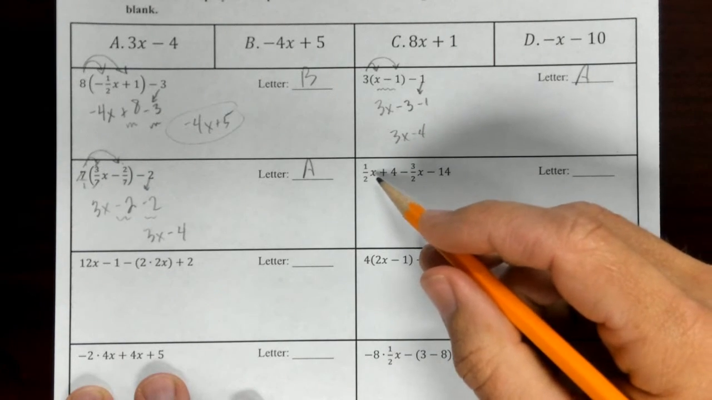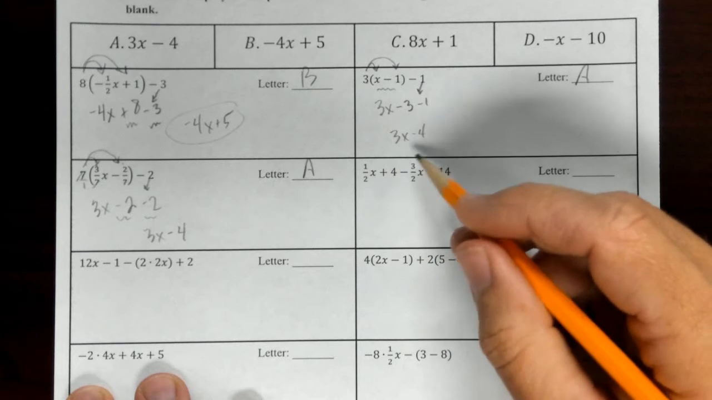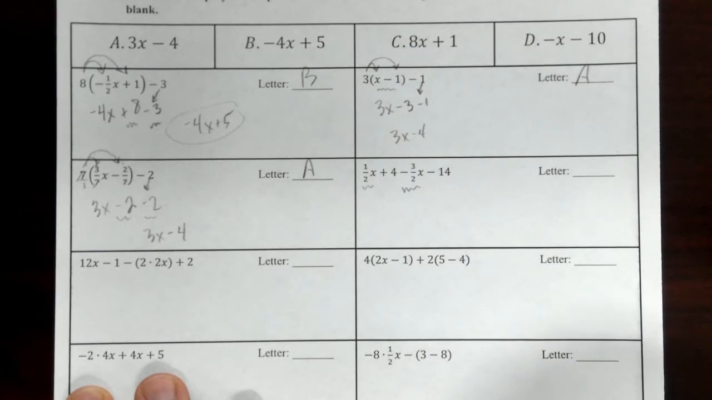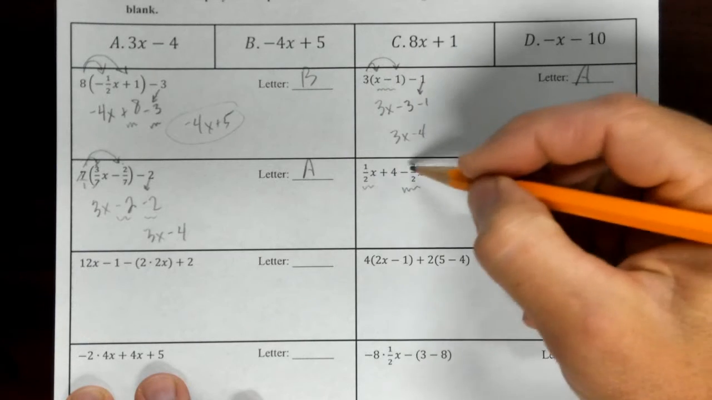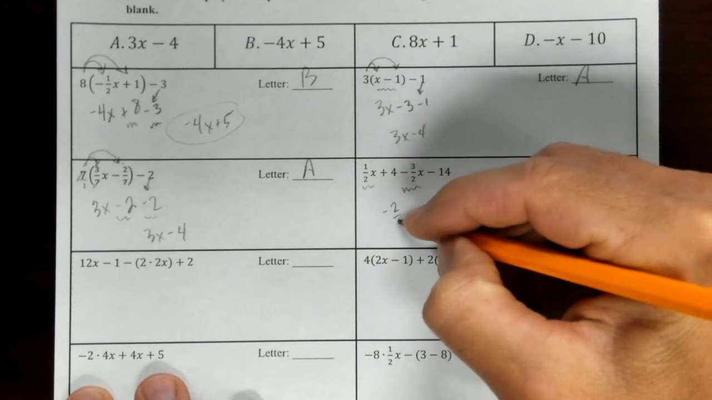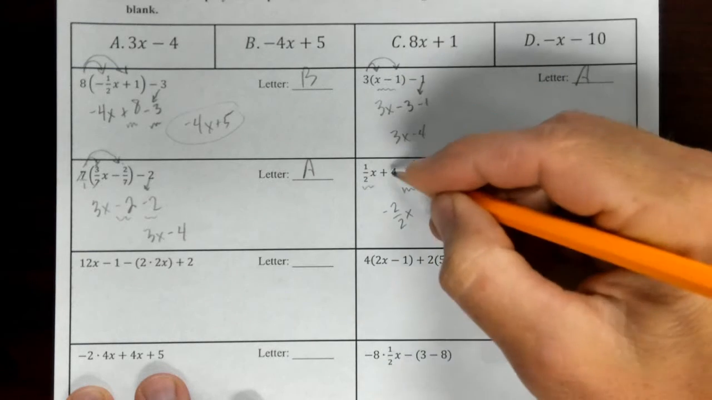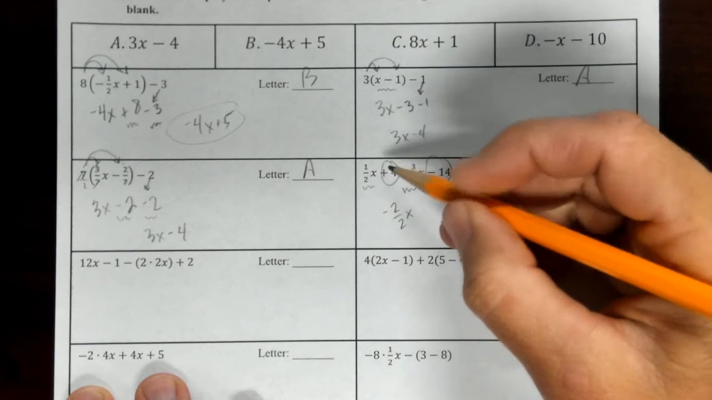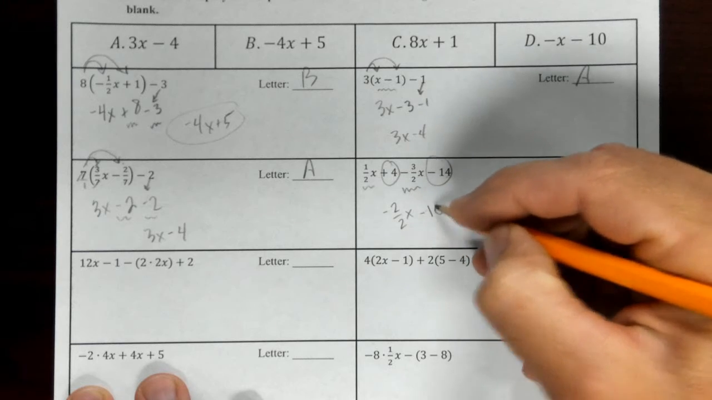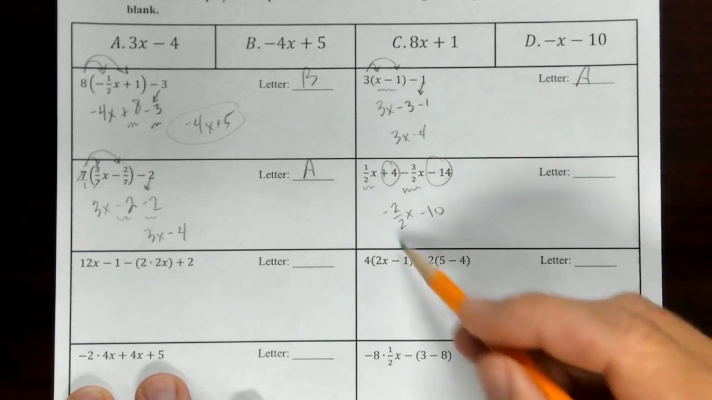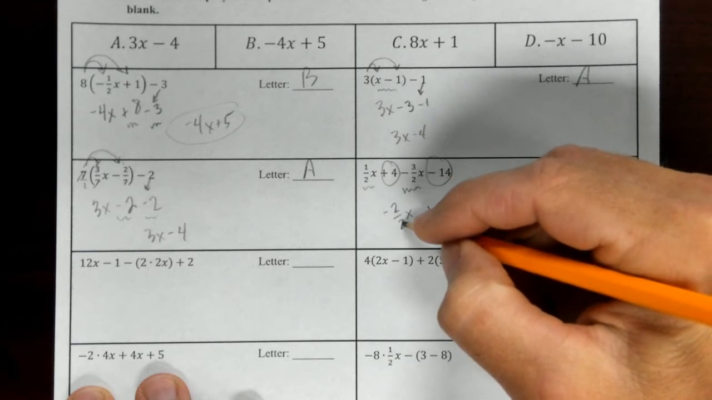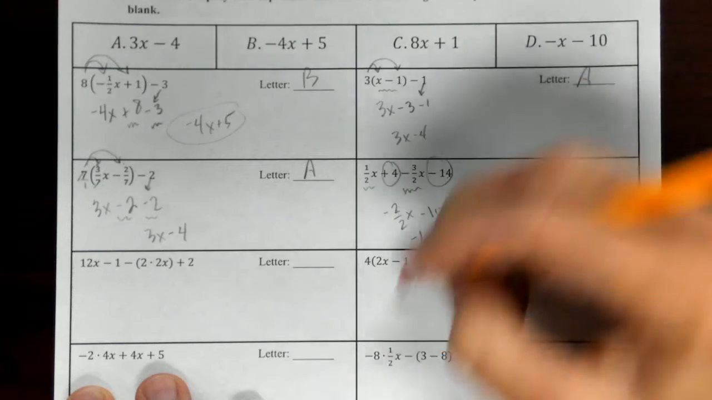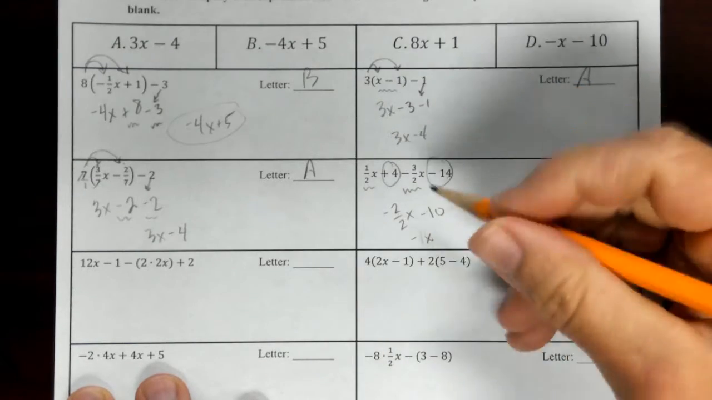Going across, we've got 1/2 x plus 4 minus 3/2 x minus 14. So let's combine like terms. That's a like term. That's a like term. So we've got 1/2 minus 3/2. That's going to give me a negative 2 over 2x. And then these are also like terms. Negative 14 and a positive 4, or we go 4 minus 14, it's going to give me a negative 10. Now, that does not look like any of these answer choices because 2 divided by 2 is 1. So this becomes negative 1x, or we could just say negative x minus 10.